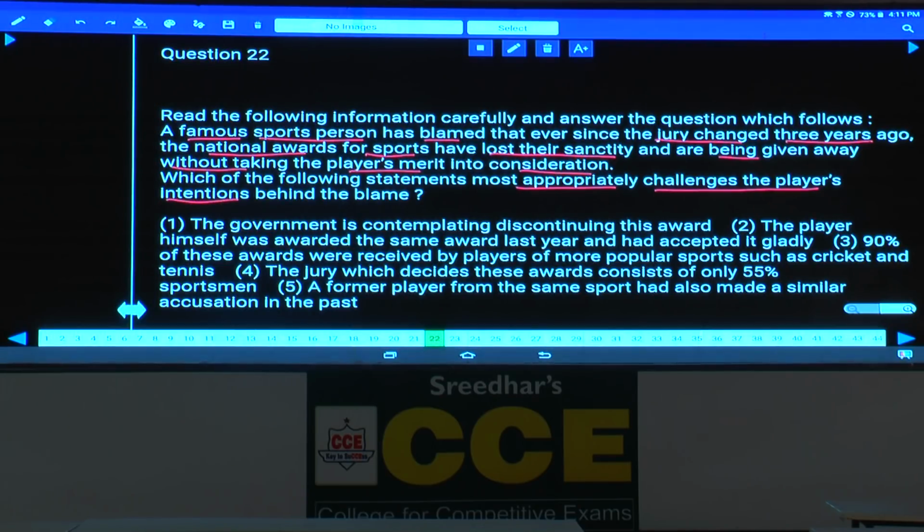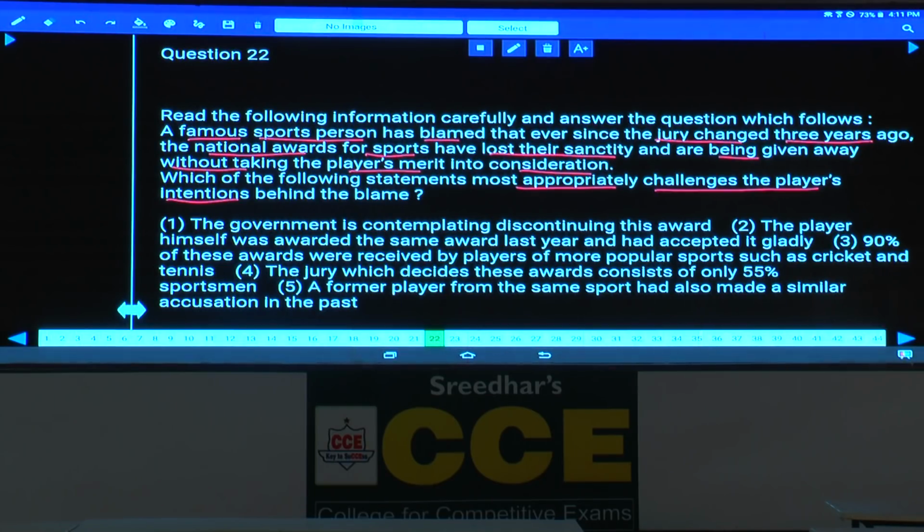Challenges the player's intention means it is against the player's intention. That means it weakens the above argument. We can challenge this only when we are not agreeing with his claim. Hence it weakens. His claim here is that from the last 3 years, this jury is not giving the awards on a merit basis. In order to weaken this, we should prove a case wherein they have given it properly.